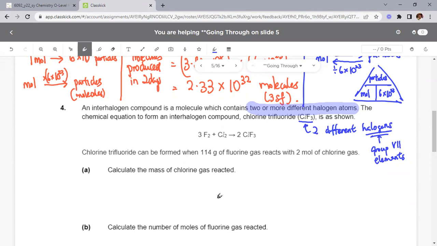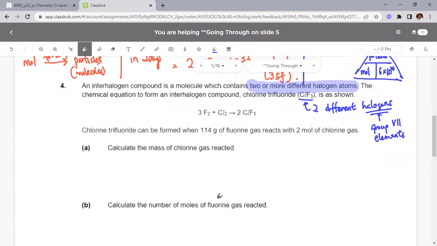Enough of this already. Now, they say chlorine trifluoride can be formed when 114 grams of fluorine gas, so this is the mass of fluorine gas. Now, fluorine gas is F2, so this is the mass of F2 that's given to me. When 114 grams of fluorine gas react with 2 moles of chlorine gas, this is the mole of chlorine gas. Chlorine gas is Cl2. So I'm given the mass of F2, I'm given the mole of Cl2.